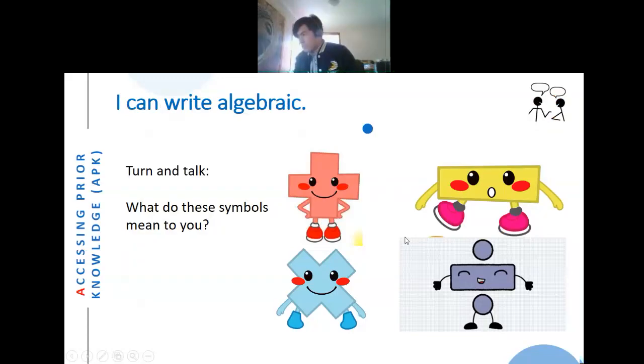Okay, so just want to have a quick check here. You just need to write in chat for me. So what do these symbols mean to you? And I don't mean like, well, that's a plus sign or that's subtraction. What I mean is like, what do they actually mean? Or if you can think of an example in real life, what do they mean? Just type in chat for me.